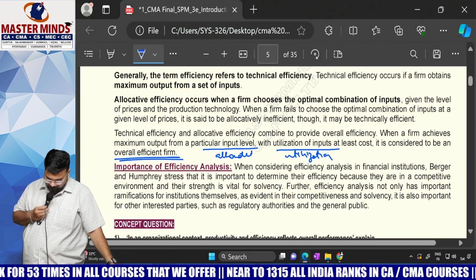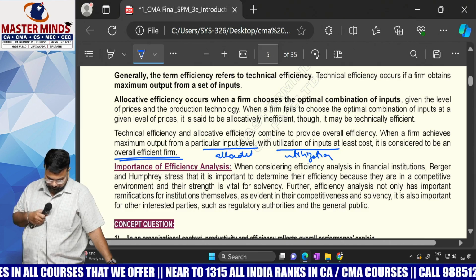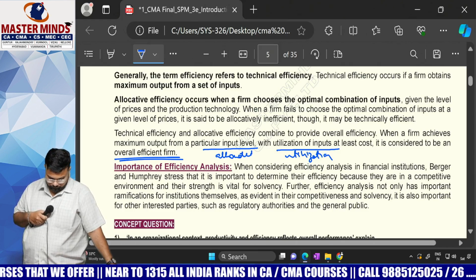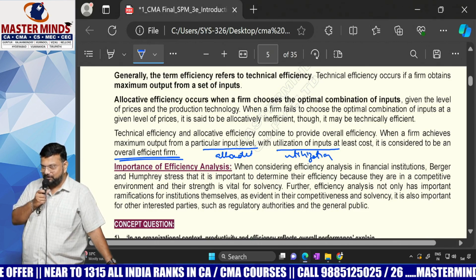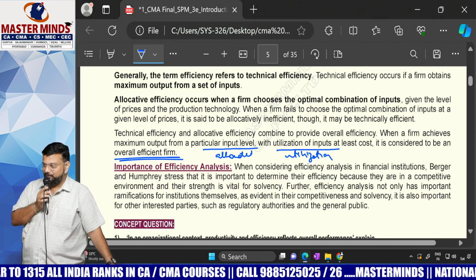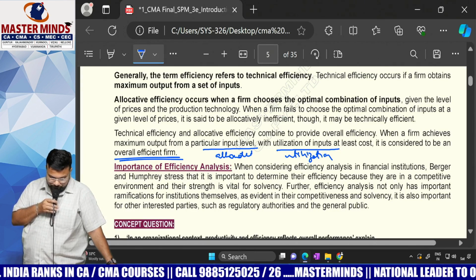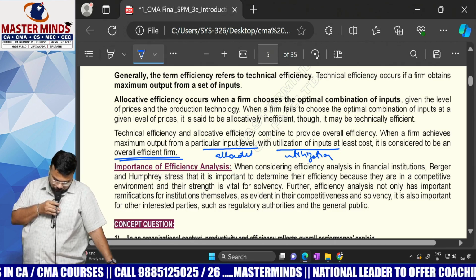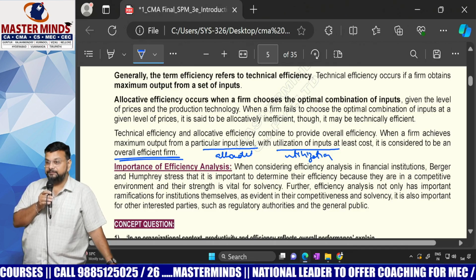Efficiency analysis. When considering efficiency analysis in financial institutions, Berger and Humphrey stress. Berger and Humphrey stress. When you say burger, I start feeling hungry. Burger is different and Berger. Okay, Berger and Humphrey stress that it is important to determine their efficiencies because they are in a competitive environment and their strength is vital for solvency.